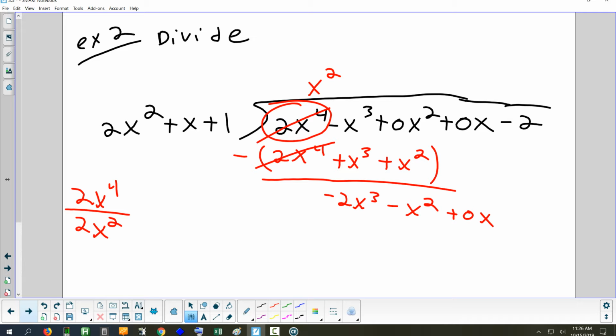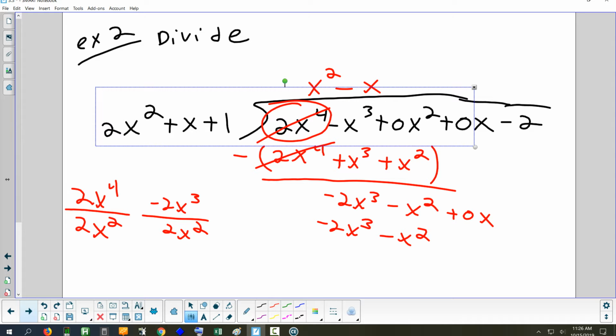So Sam, when we do negative 2x cubed divided by 2x squared, what do I get? Negative x. Good. Negative x times positive 2x squared, negative 2x cubed. Negative x times positive x, negative x squared. And Caleb, negative x times 1, just negative x.